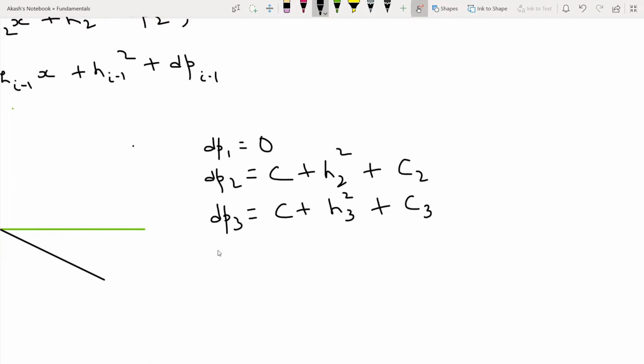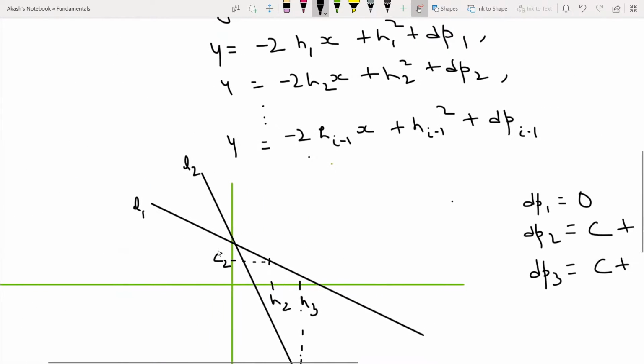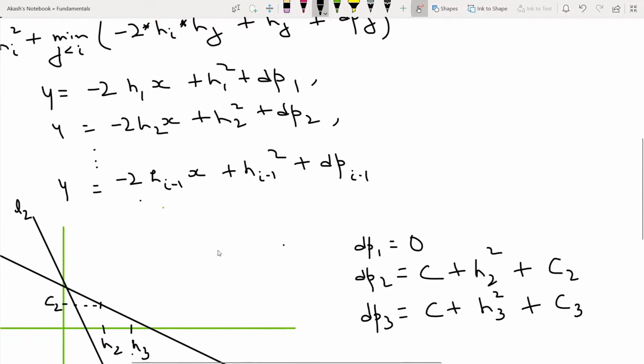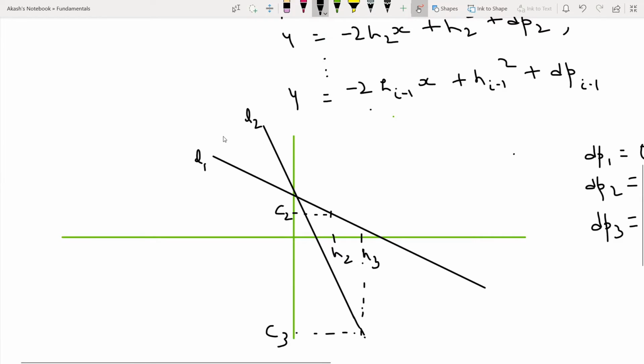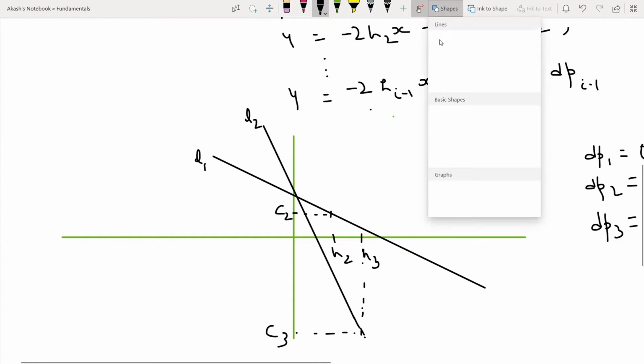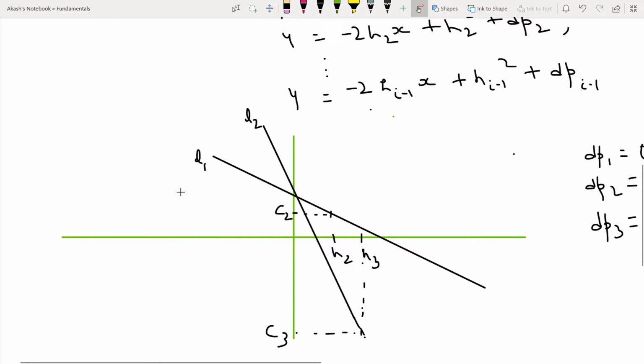Now we have to insert this line. Similarly, to insert dp3, we will just calculate slope minus 2h3. And then we will calculate the intercept, that is h3 squared plus dp3, since we have already calculated dp3. So again, we have inserted a new line. Let's say it is something like this.